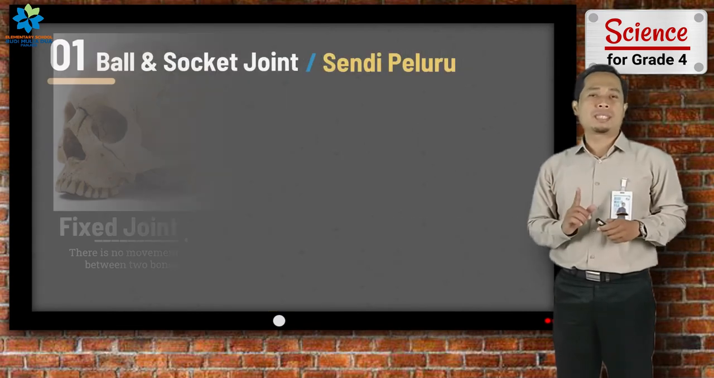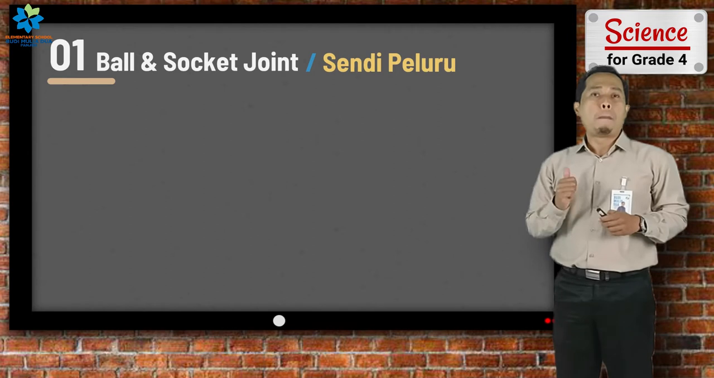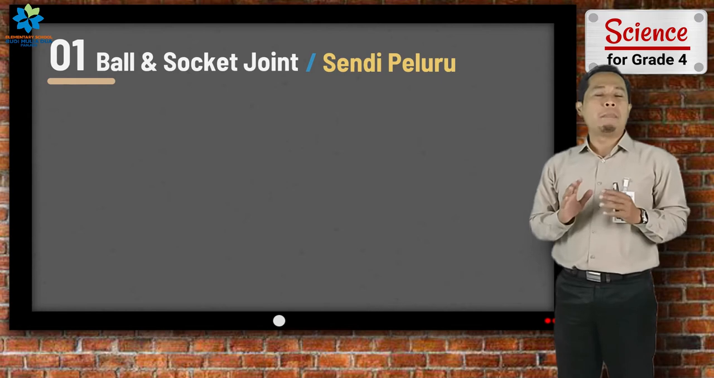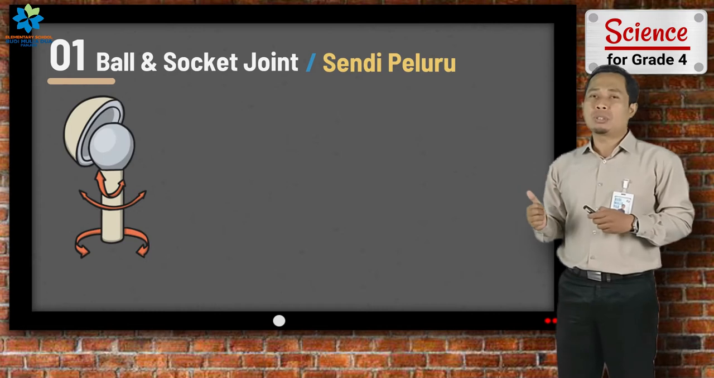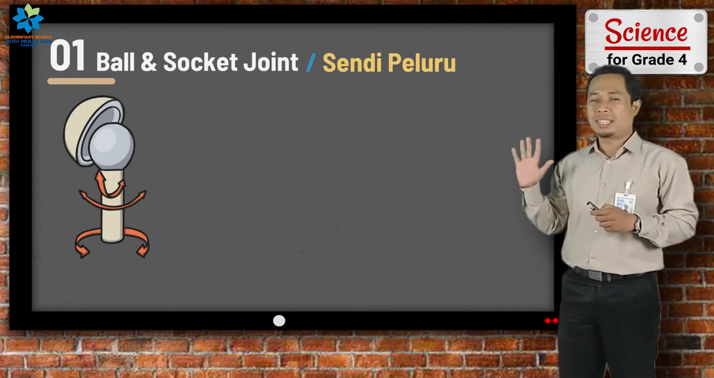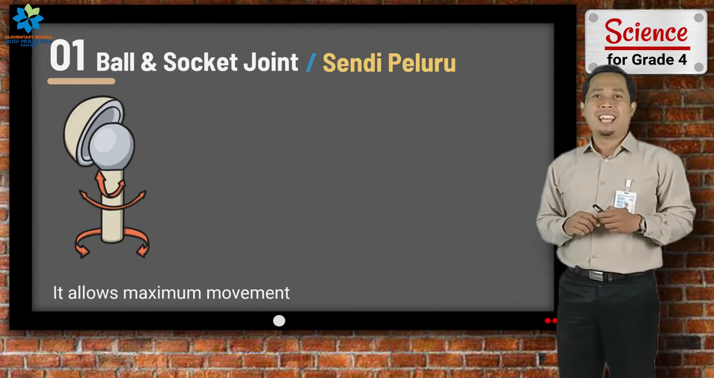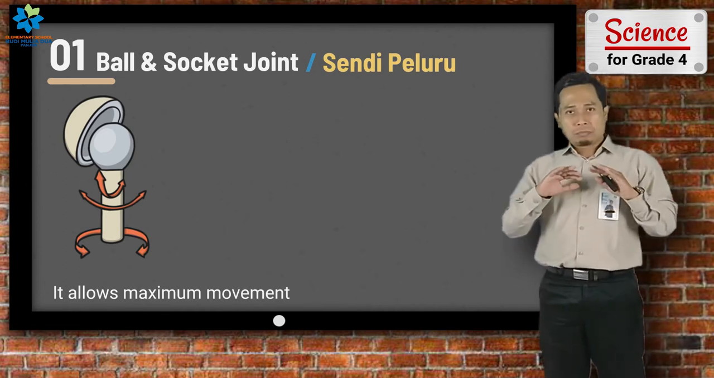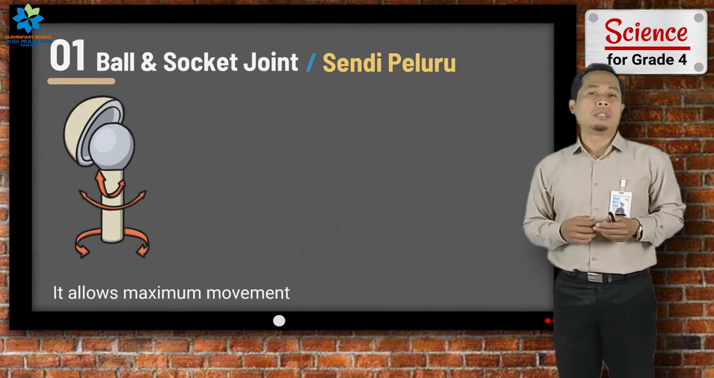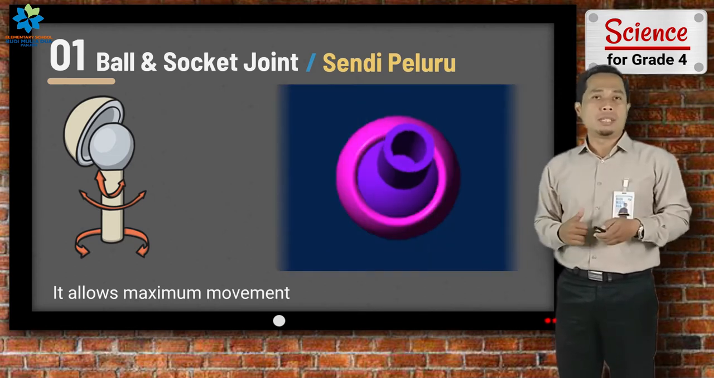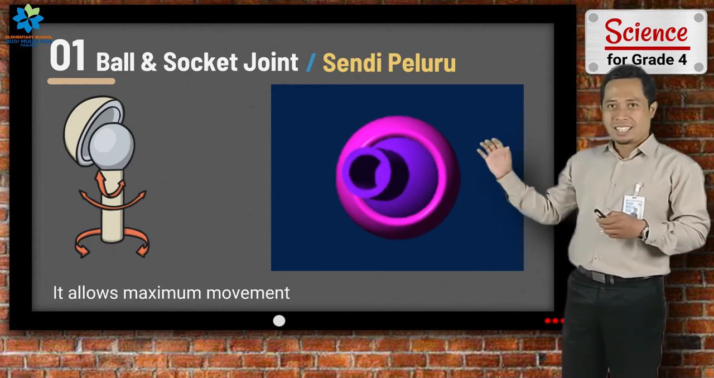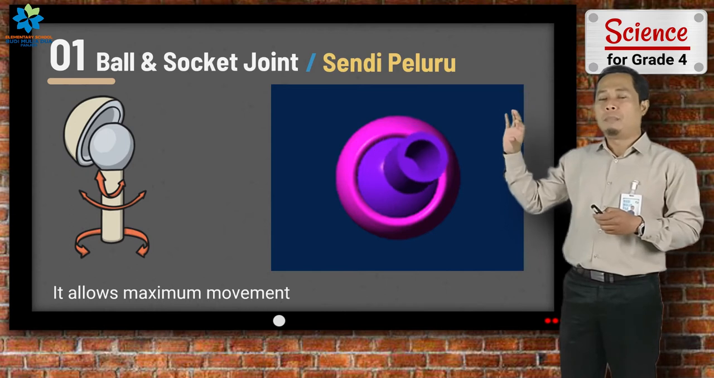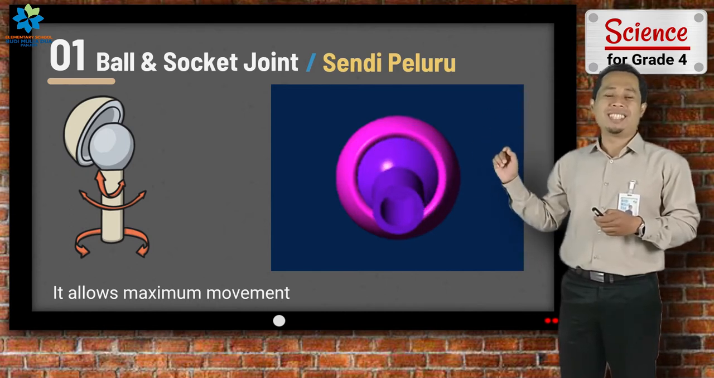Next, we are going to learn further about movable joint that allow us to make movement. First is what we call ball and socket joint. Ball and socket joint, or in Bahasa Indonesia we call it sendi pelur. It can be illustrated with the picture like this. Socket and ball. Ball and socket. And this allows maximum movement, a multi-direction movement. And the movement is like this. Can you see? This one is maximum movement in here. You can see it? Right.